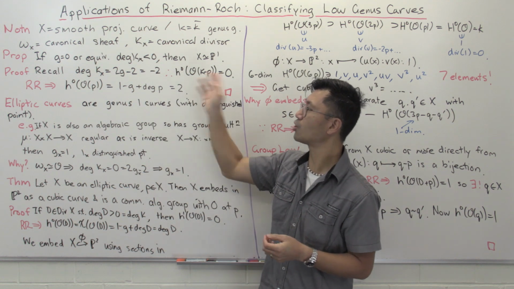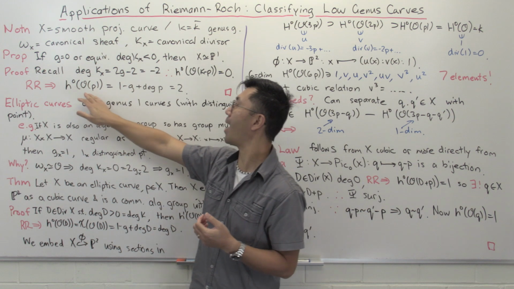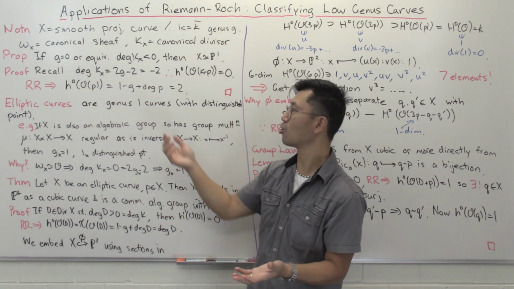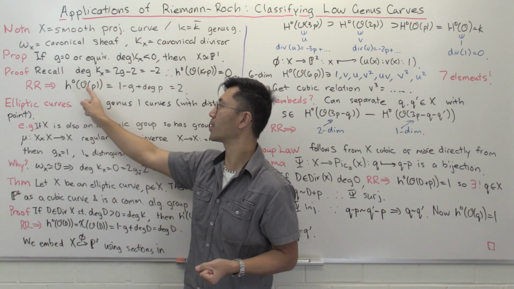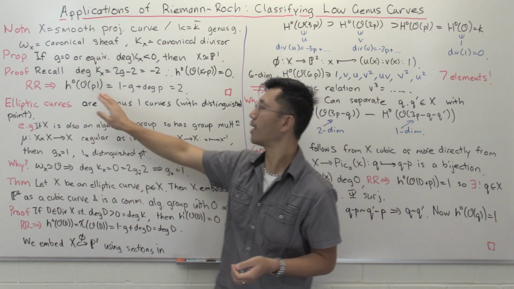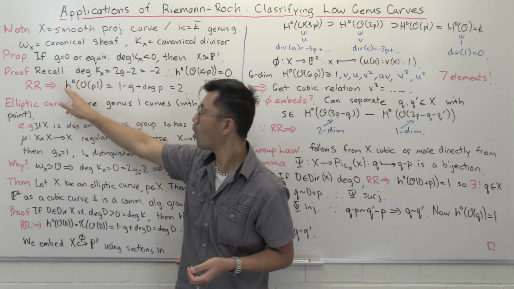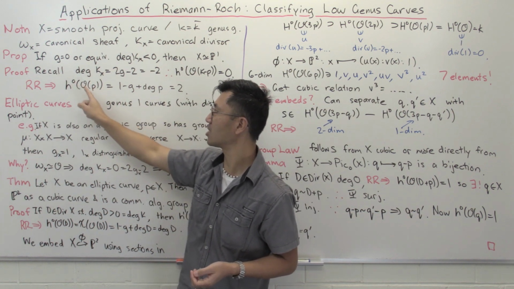So what we're going to do is look at O of P. We're going to try to map this X into projective space using sections of an invertible sheaf. And the invertible sheaf we'll pick is O of P, where P is just any single point on X. Okay, so let's do that. If you want to do that, we need to know about the space of global sections of this. So we want to look at little h0 of that.